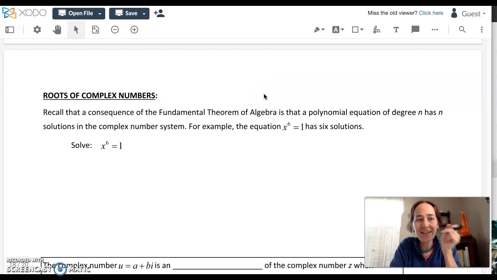We are at the end of our unit on polar coordinates and complex numbers, looking at page 18 of the polar packet, where the heading is roots of complex numbers. That's what we'll talk about today.